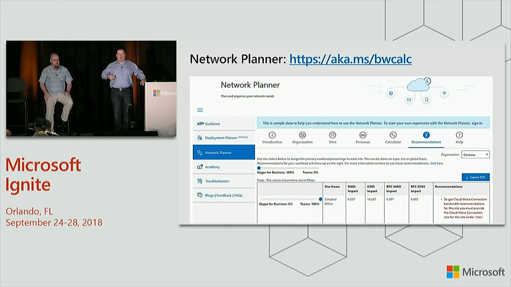For those looking at Office 365 and certainly at Teams, there is a network planner that's important to pay attention to for looking at bandwidth, particularly when you're doing video and calling. It helps you walk through what the bandwidth impact is for your organization. It might be worth checking out as you look at deploying Teams across your organization. The Fast Track team put this together.